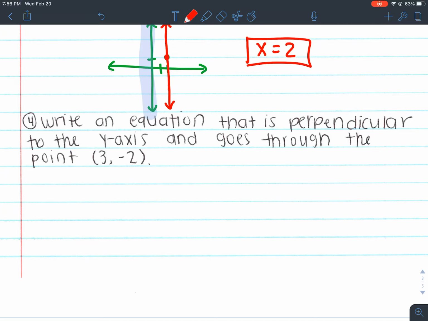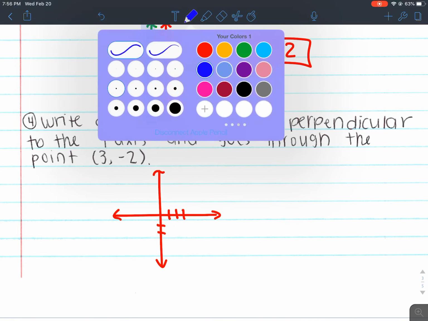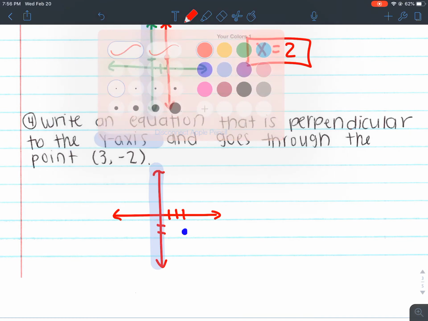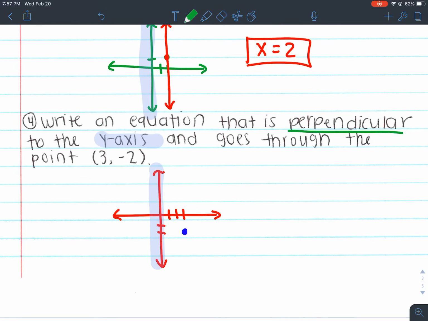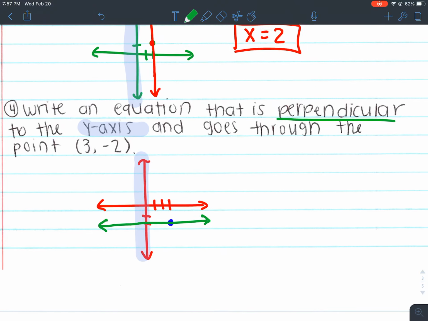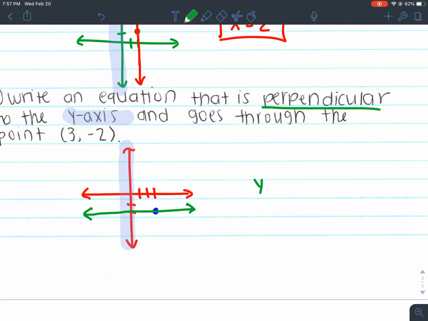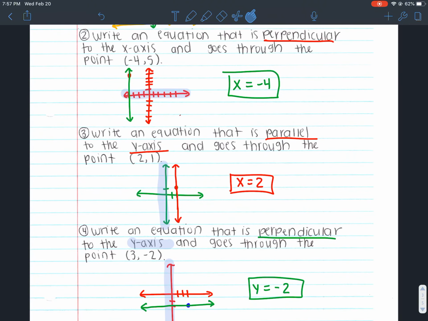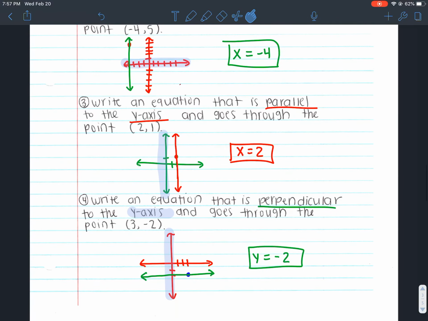Write an equation that is perpendicular to the y-axis. Draw a graph again. Okay, I'm going to plot my point 3, negative 2 right there. I'm going to highlight the axis that it's talking about. It's talking about the y, and I want it perpendicular, okay, to the y-axis. So it should cross it. So it's going to be a horizontal line, and that line goes through the y-axis. So it's y equals, and it goes through the point negative 2. Okay. So your homework is very similar to this. It's not very difficult. It just takes some visualization and some thinking.